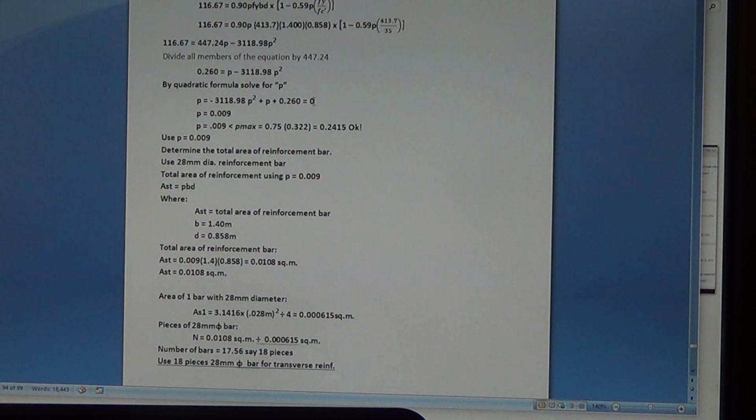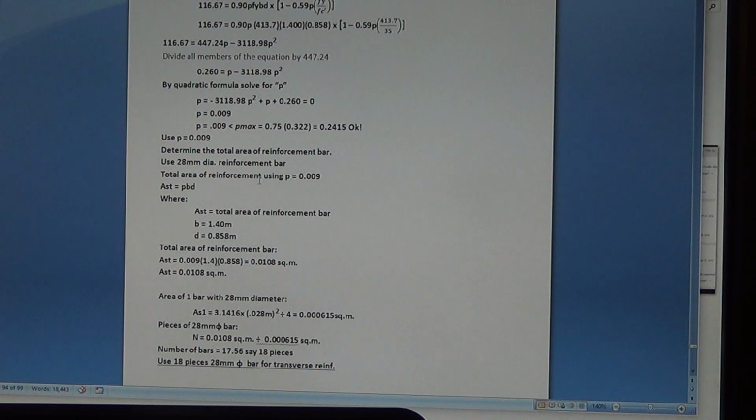This is how to solve the reinforcement ratio, the P balance as we call it. So in here the reinforcement ratio balance is 0.009. It should be less than P maximum, which is equal to 0.75, 0.33. So I'm just going to show you this part of the book, that when you design a foundation there's always a quadratic equation when you use the ultimate strength design formula.